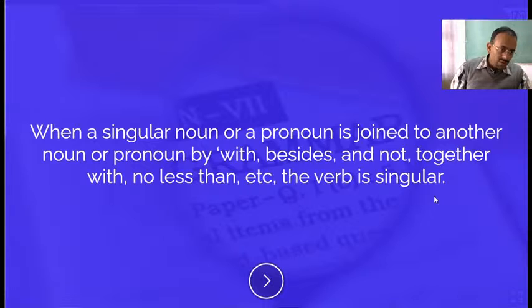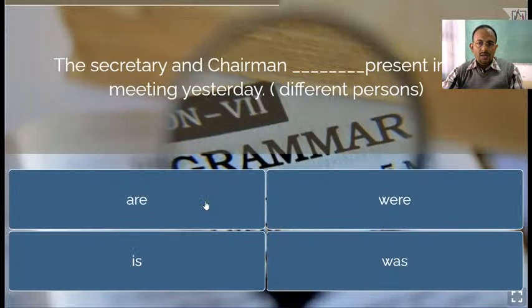You can do this quiz at home also. And while you do the quiz at home, please write down in a notebook, because these are important things. You have to remember these words: with, besides, and not, together with, no less than. If two subjects are connected with either of these, then the verb should be singular. Okay, next, the secretary and chairman dash present in the meeting yesterday, different persons.